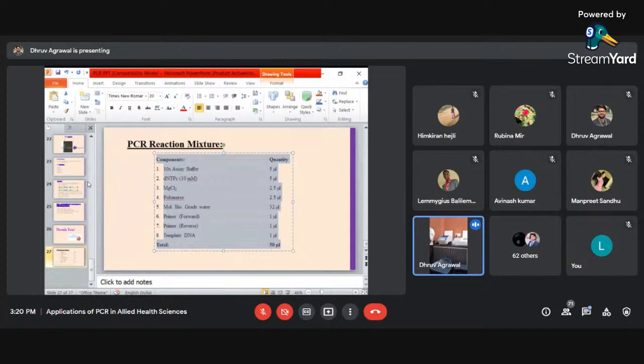So let's say gloves. Why do we need gloves? To protect our skin from any bacteria.